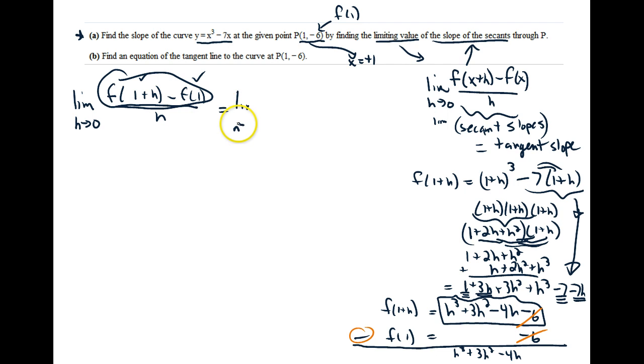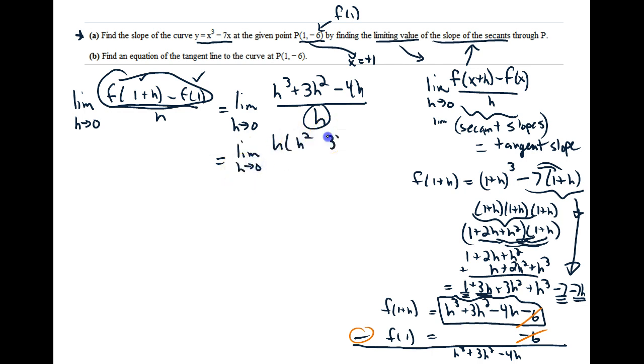Continue to write limit. We haven't taken any limit yet. And the numerator is h cubed plus 3h squared minus 4h. The denominator is h. And that's the issue. We have to get rid of the h. This is the enemy. We're going to recognize then that from the numerator, every term has an h in it. So we factor that h out. We're left with h squared plus 3h minus 4. And the h that's in the denominator. And then we can cancel those h's immediately.